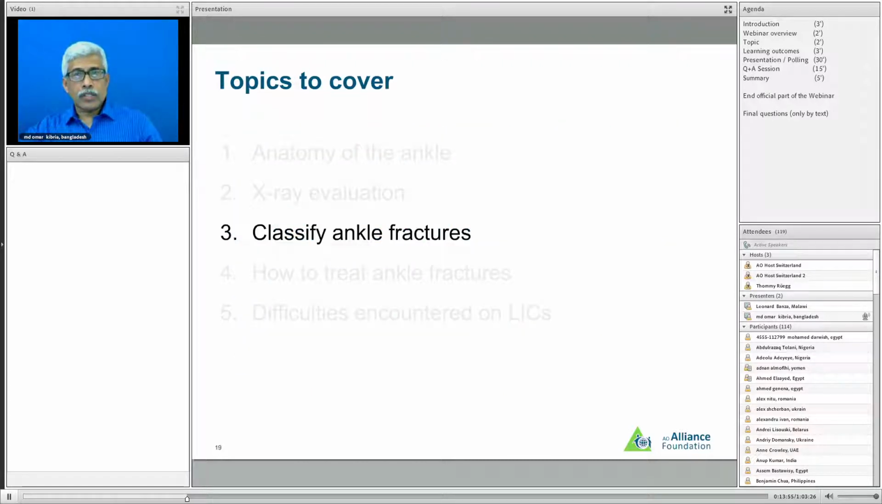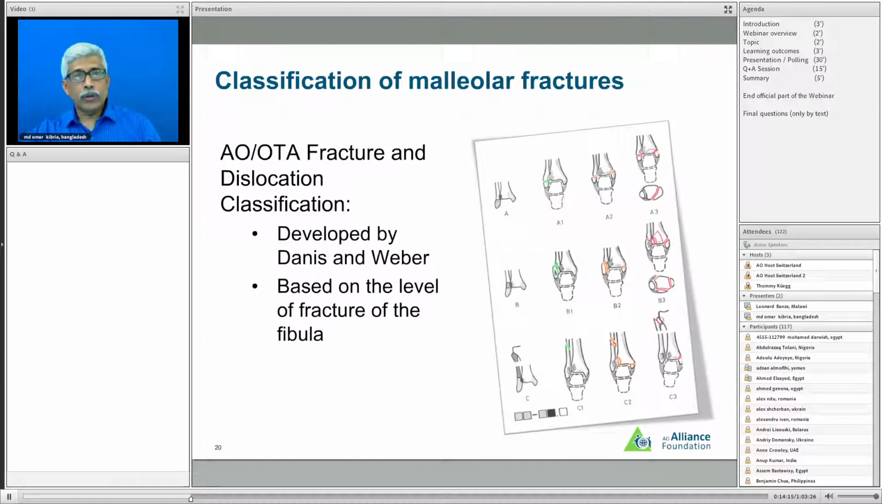Next, after you have diagnosed clinically and taken the X-rays, now you need to classify the ankle fractures. We need this classification to plan management, to communicate, and to keep the document of which fracture it was and what our decision was. There are many classifications, but the AO and OTA fracture classification have accepted the Denis-Weber classification as their basis.